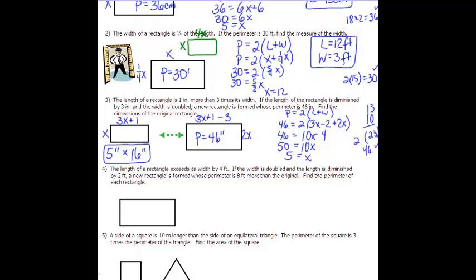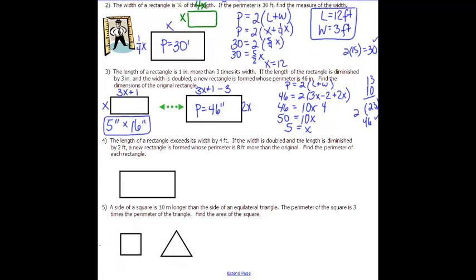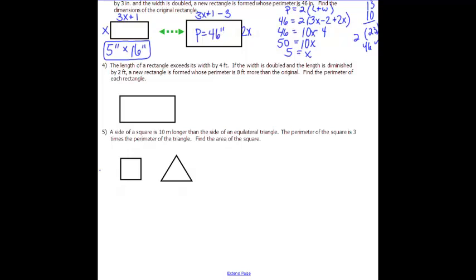Okay? The length of a rectangle exceeds its width by 4. So I'm going to start off with x and x plus 4. That's the original. If the width is doubled, so now I have a new rectangle. The width is doubled and the length is diminished by 2. So that's going to be x plus 4 minus 2, which you could just write x plus 2, for the length of my new rectangle. A new rectangle is formed whose perimeter is 8 feet more than the original. Find the perimeter of each rectangle.